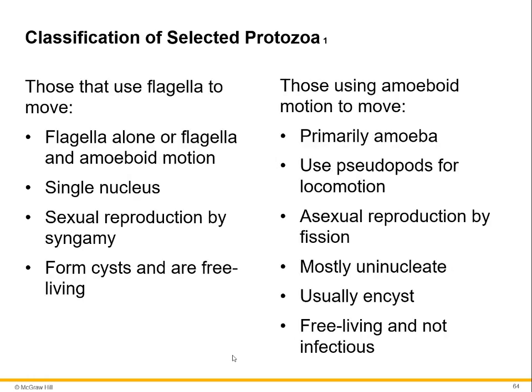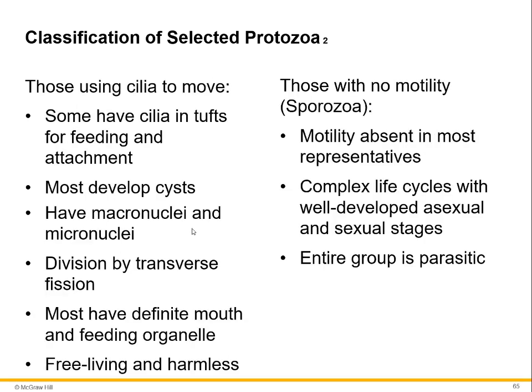So classification typically is the method of movement. And so those that use flagella, those that use amoeboid movement, and then those that use cilia, and those that have no motility, they call those sporozoa because they produce spores, and that's how they spread themselves. The ciliates, I will say, usually use a transverse fission, sort of like binary fission, they just split. And they are typically free living and harmless.